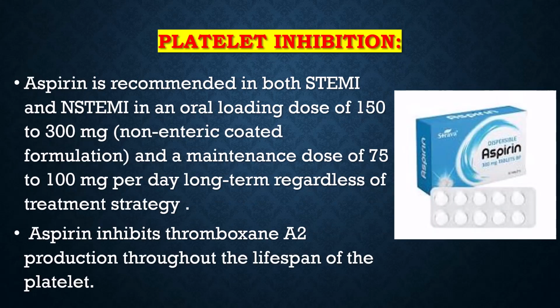Platelet inhibition. Aspirin is recommended in both STEMI and non-STEMI in an oral loading dose of 150 to 300 mg non-enteric coated formulation and a maintenance dose of 75 to 100 mg per day long term regardless of treatment strategy. Aspirin inhibits thromboxane A2 production throughout the life of the platelet.